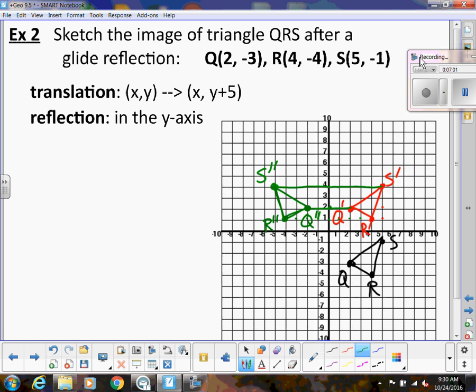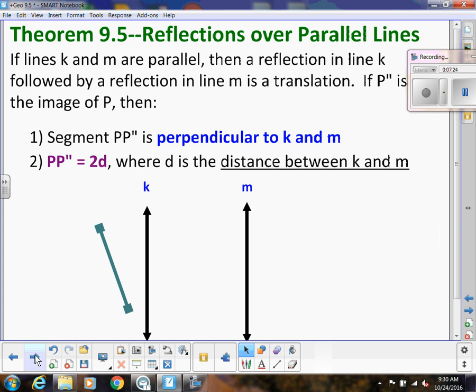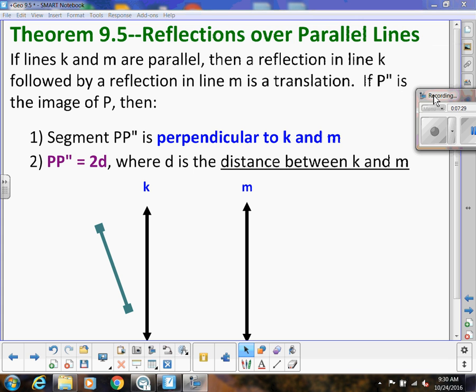So my Q double prime is (-2, 2). My R double prime is (-4, 1). And my S double prime is (-5, 4). So that's what we consider a glide reflection. All right, so now what happens if we do the same type of transformation in our composition?